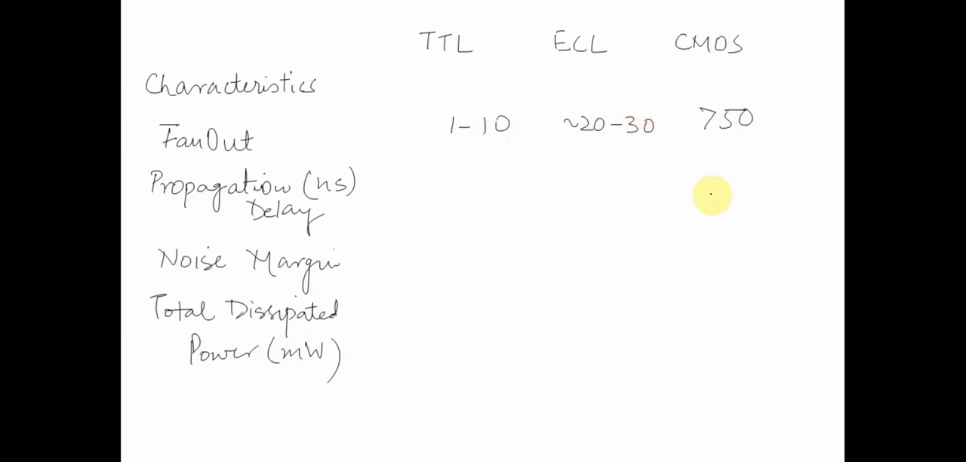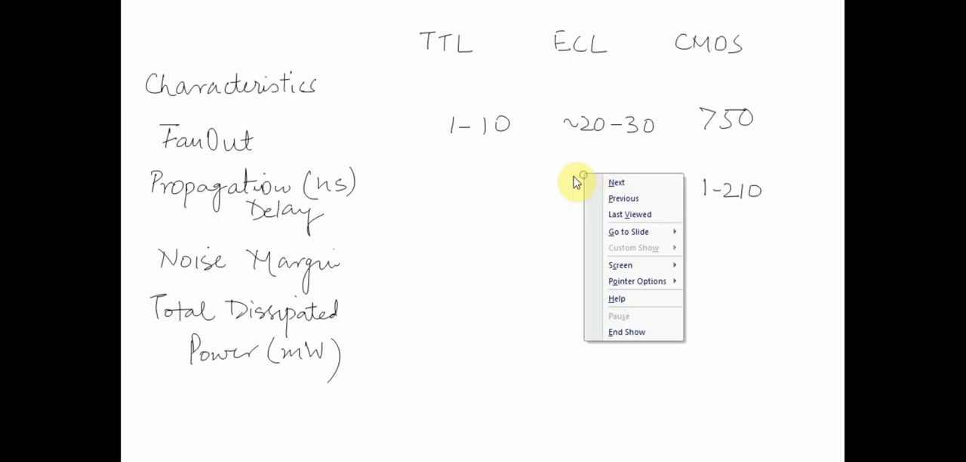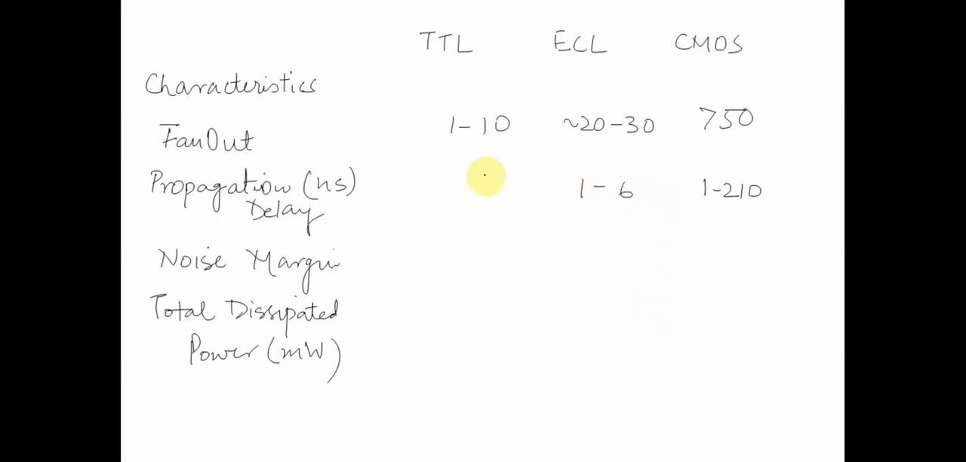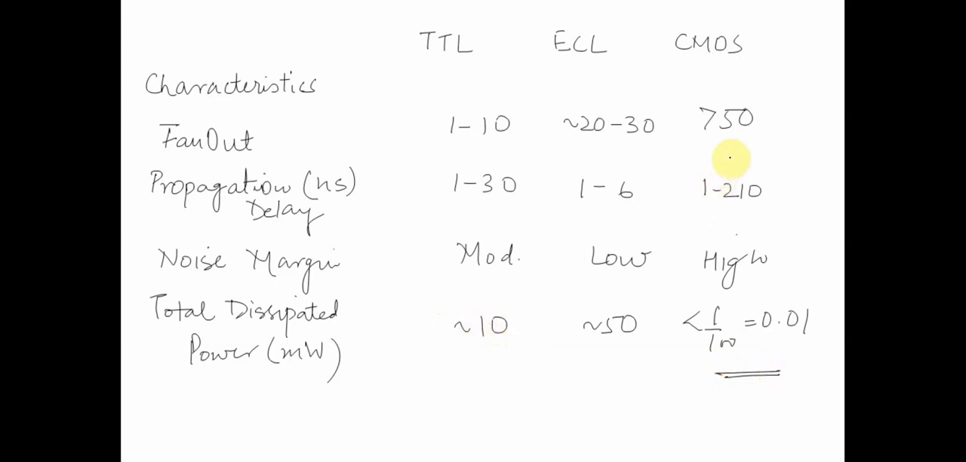We said propagation delay for CMOS is a bit on the higher side. It's faster for ECL, emitter coupled logic, which is like 1 to 6, and it's like 1 to 30 for TTL. Noise margin is pretty high for CMOS circuits. It's moderate for TTL and it's low for ECL. And similarly, total dissipated power was one of the lowest for CMOS. It was less than 0.01, for CMOS it was close to 50 milliwatts for ECL, and it was close to 10. So basically, in power dissipation, in fan out, and in noise margin, CMOS circuits are the best. And basically, these are very compact as well.